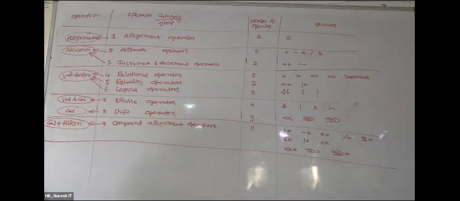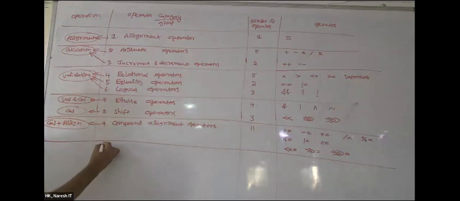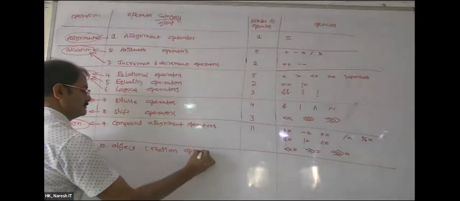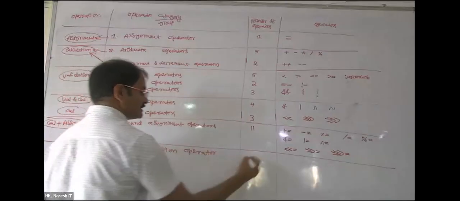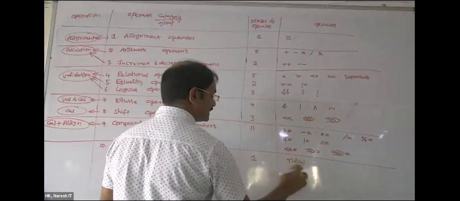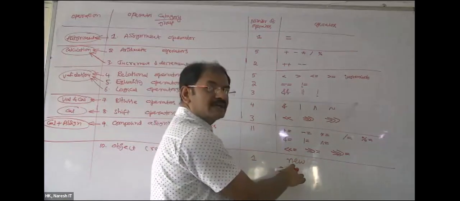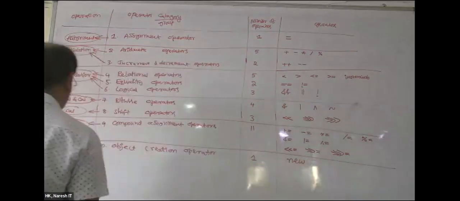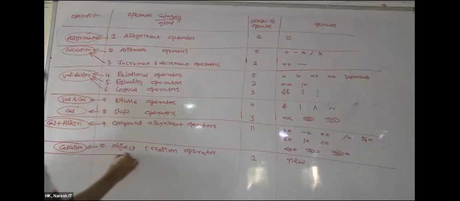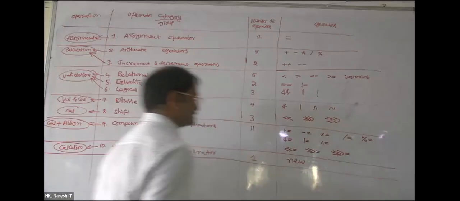Any doubts? Writing. Next operator, 10th operator. Object creation operator. Object creation operator, how many are there? 1. What is that one? New. Is it a keyword? New is a keyword. It is a word. Okay. What is this performing operation? Calculation. Sir, how is it doing calculation, sir? Generating object. How much memory is required for creating the object? It will do that operation. That's why it is a calculation operator.